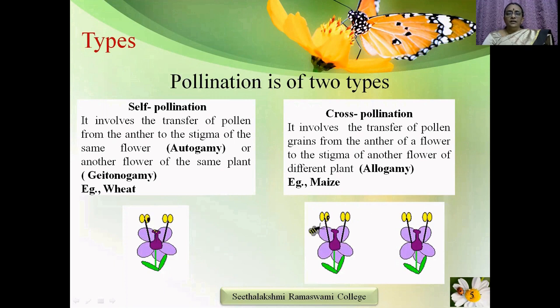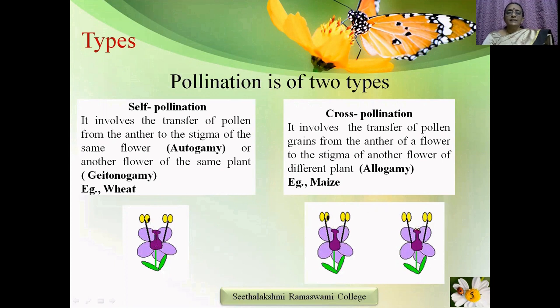Pollination can occur either within a flower or between flowers of the same plant or flowers of different plants. Depending on this, pollination is of two types, namely self-pollination and cross-pollination.